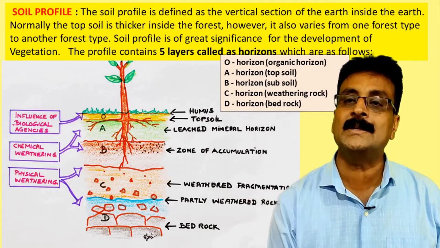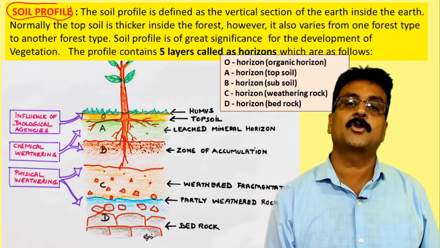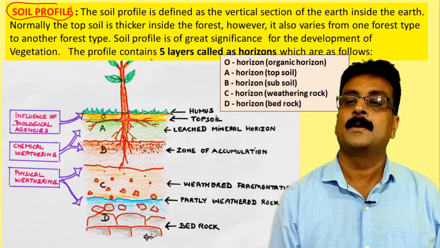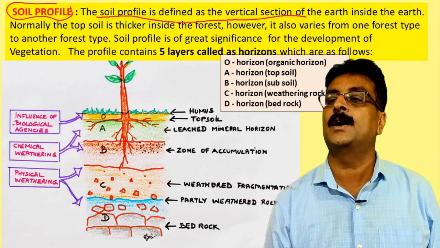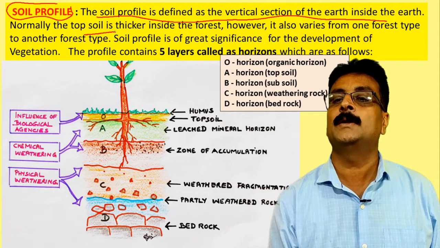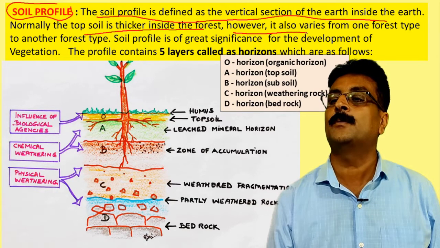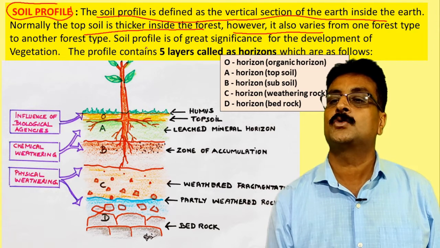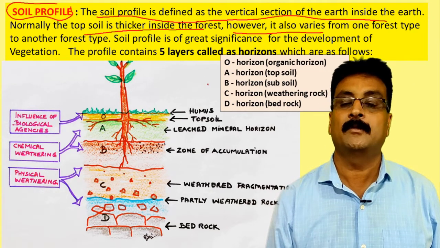So let's come to soil profile. Everybody knows soil profile. We can have a soil profile of 6 feet. Soil profile is defined as the vertical section of the earth, inside the earth. Normally the top soil is thicker inside the forest. However, it varies from place to place and type. So soil profile is of great significance for the development of the vegetation.